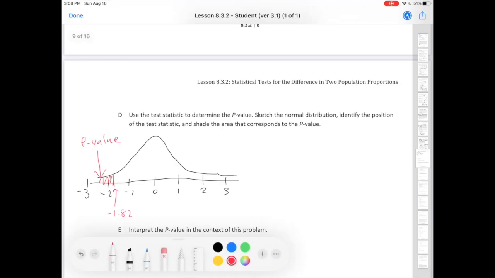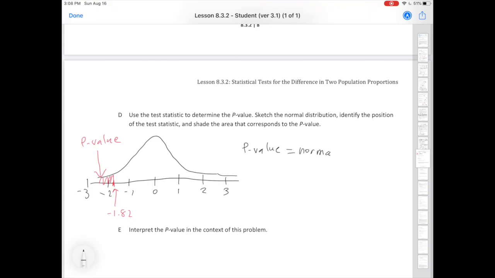Okay, so I'm going to do the p-value now. The p-value, remember, is given by Normalcdf in the calculator. We're going to do negative 1e99, and then we have negative 1.82 as the upper limit. So that is what we put into our calculator for Normalcdf. Let me jump over to the calculator so you guys can see it.